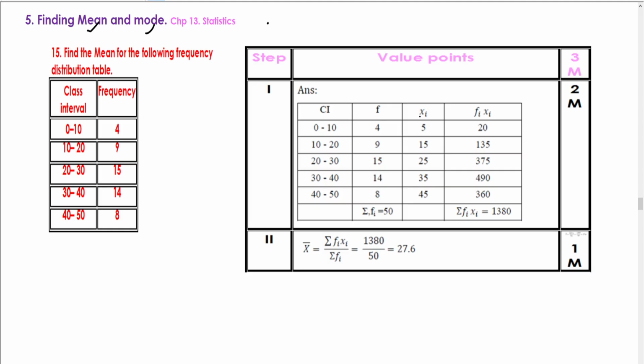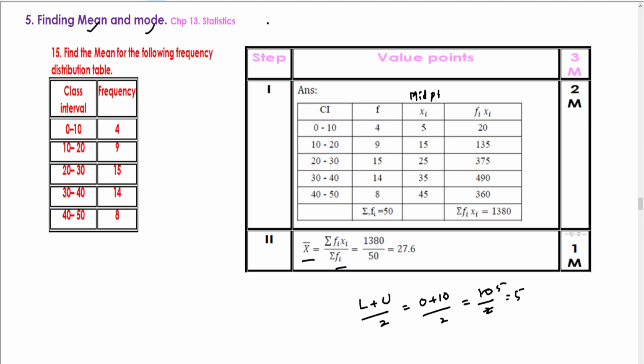How do you get the midpoint? This particular column is called the class mark, or the midpoint. Four columns are required because the formula to find the mean by the direct method is sigma fi xi upon sigma fi. So the midpoint can be obtained by the formula (lower limit plus upper limit) upon 2. For example, lower limit 0 plus upper limit 10 divided by 2, that is 10 upon 2, which is 5.